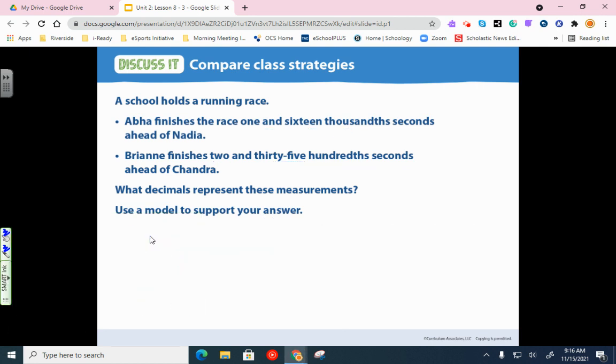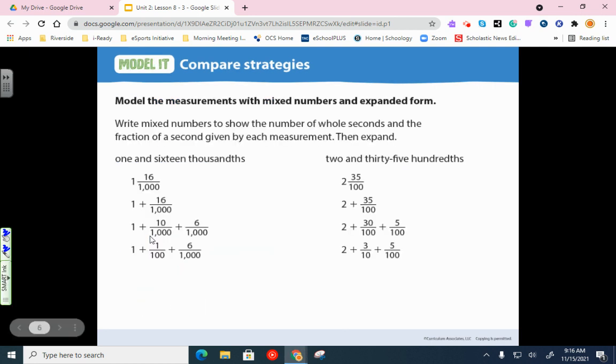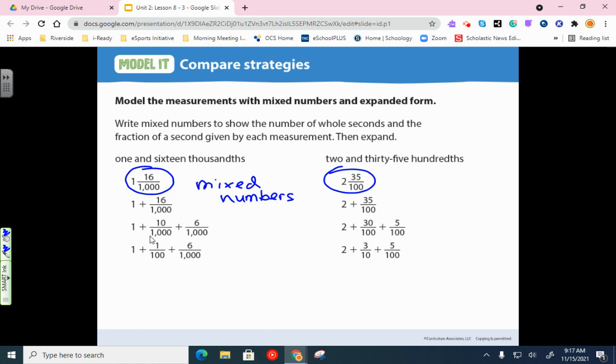All right, let's look at the next page and break that apart a little bit. So model the measurements with mixed numbers in expanded form. Now mixed numbers, as a review, are a mixture of whole numbers and fractions. This is a mixed number. Let's put a little note right here that these are mixed numbers, and I'll do the same in my book here. But we will deal with mixed numbers probably in a couple of weeks, when we start talking about fractions.